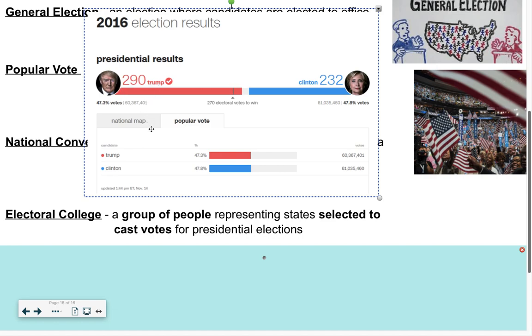More on this to come, but what you need to know about Electoral College is that it is a group of pre-selected people that actually vote for presidential elections. This was not in our Shattuck election.